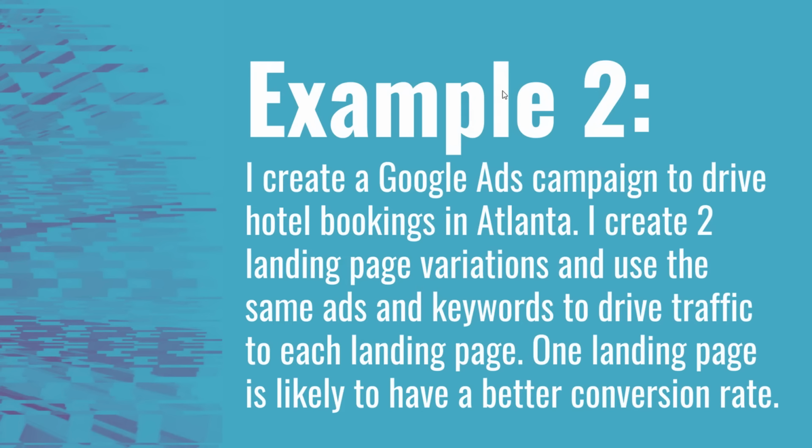Now to come up with another example, let's say I create a Google Ads campaign. I'm trying to drive hotel bookings in Atlanta. So I create two different landing page variations, each of them listing the hotels in Atlanta. And let's say I'm just formatting them differently. I'm using different copy on the page. So you're testing two different landing page variations. We're using the same ads, the same keywords to drive traffic to each landing page. One landing page is likely to have a better conversion rate.